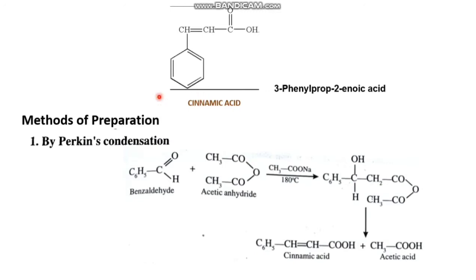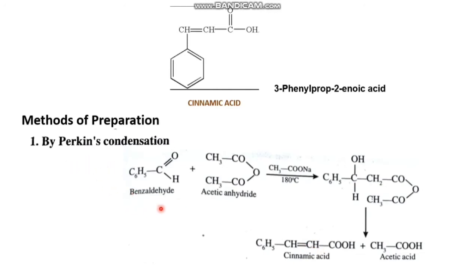Now let us consider the different methods which are used for the preparation of cinnamic acid. First one, the Perkin reaction, or Perkin condensation. Here, heating benzaldehyde with acetic anhydride at 180 degrees Celsius in presence of sodium acetate yields cinnamic acid.